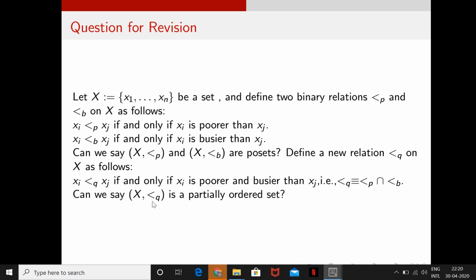Now can we say that this is a partially ordered set? Think about this question and try to solve it. It will help you clear all your doubts about the topic which we have discussed today.